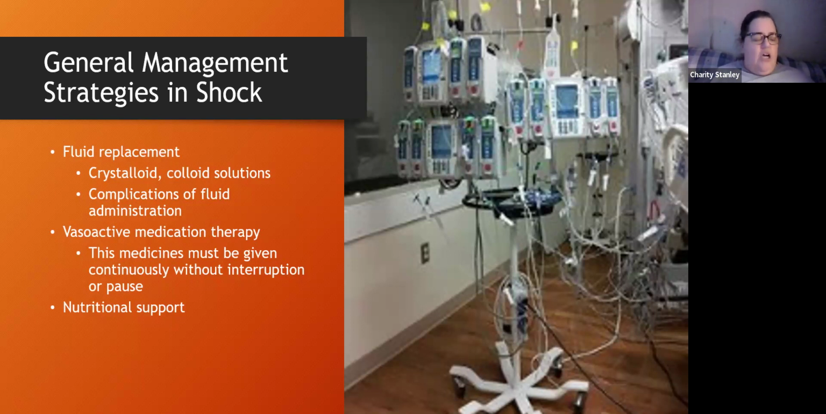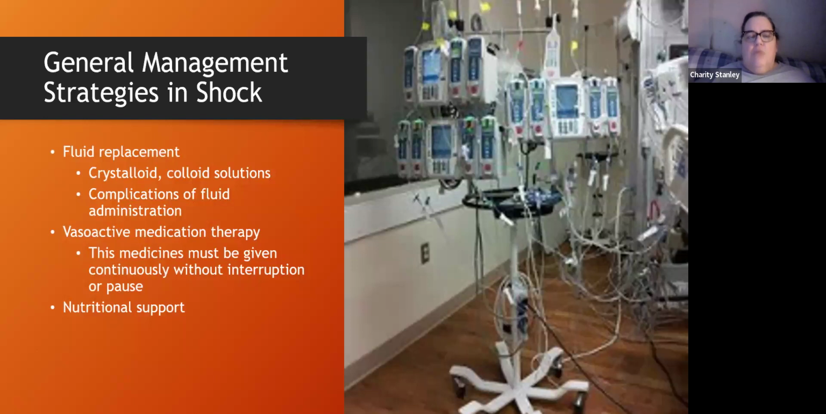Okay. Now, a colloid means this has proteins in it. So albumin, that's a colloid solution. It pulls fluid back into the vascular system. What about blood products? Would those have protein in them? Absolutely. So plasma is considered a colloid. Whole blood is considered a colloid. And so first we want to hit them with crystalloid solutions.